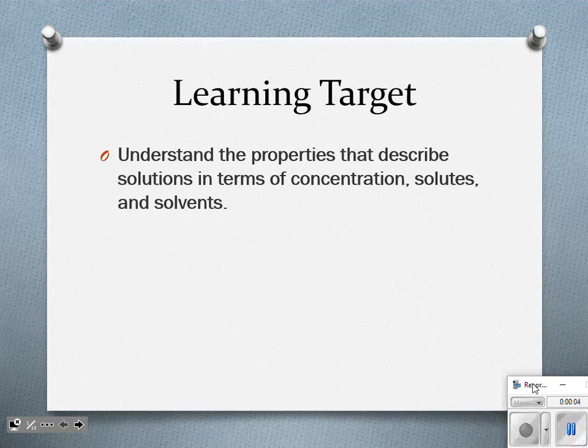All right, for this video, our learning target is to understand the properties that describe solutions in terms of concentration, solutes, and solvent.